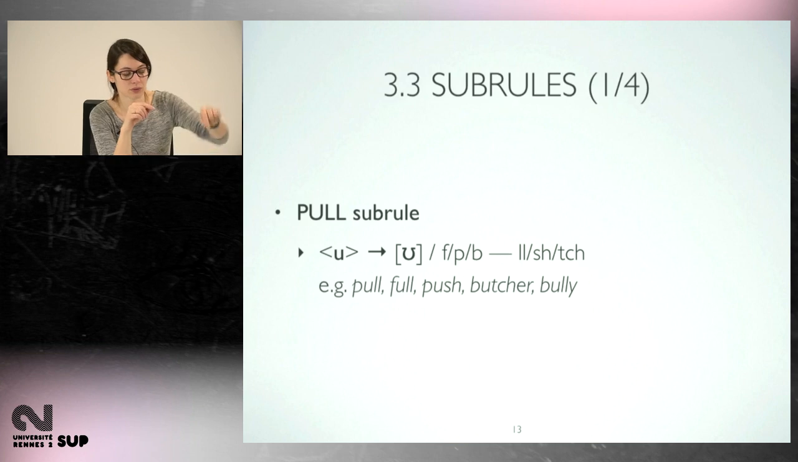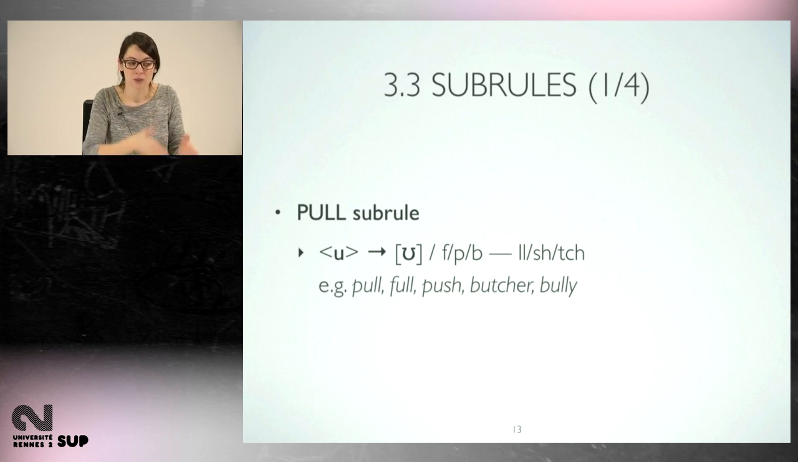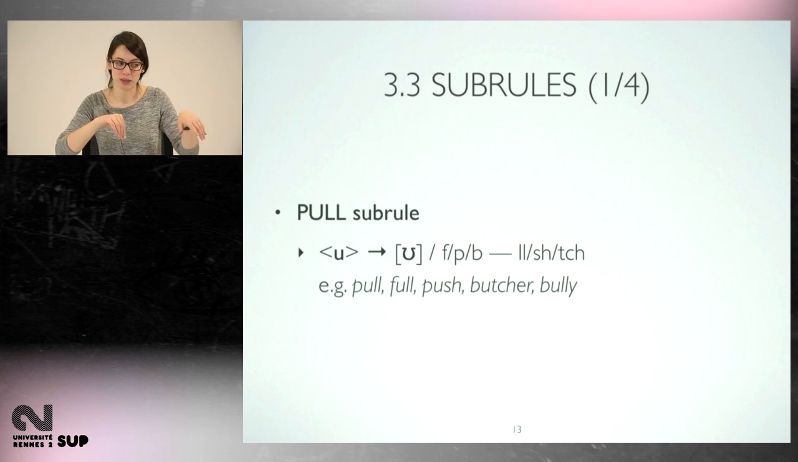Then you have F/P/B, which means the letter or the graph F or P or B. Then you have a hyphen, okay, long hyphen or dash, okay. The dash is where the vowel would occur. That is, when you have U instead of the dash, that is preceded by F, P, or B, and followed by double L or SH or TCH, okay, then the vowel is realized as U.